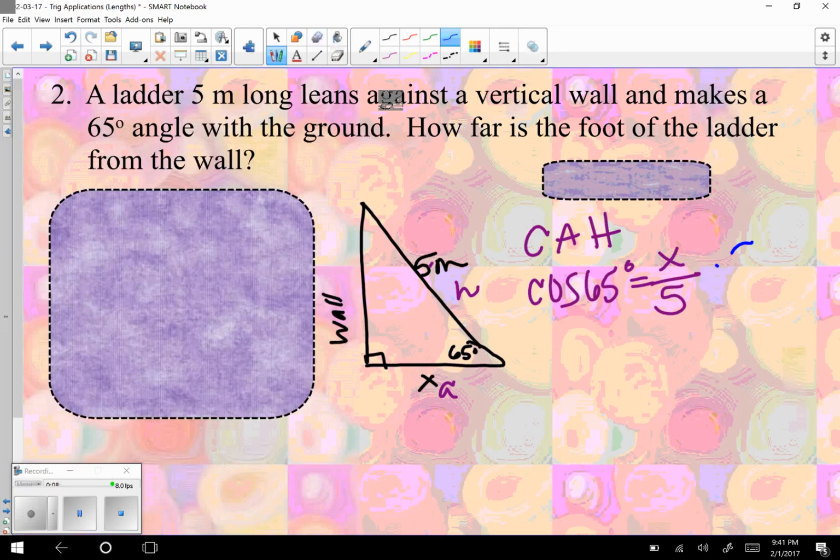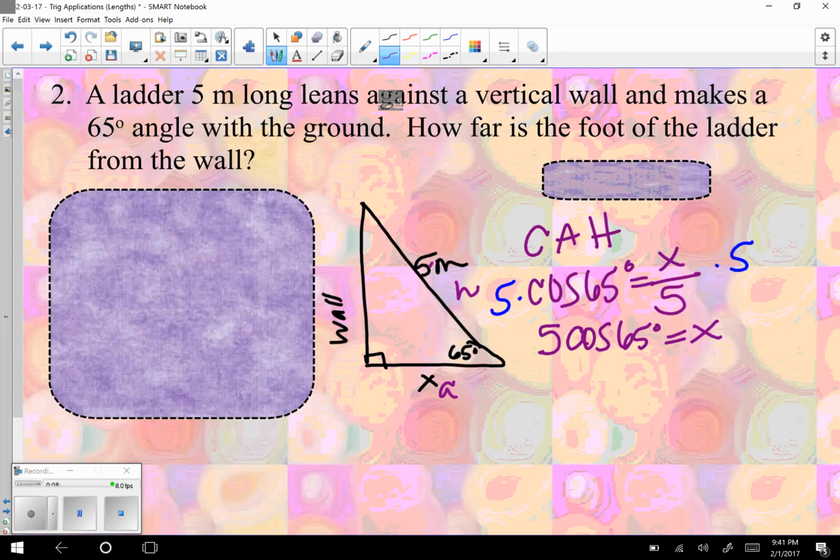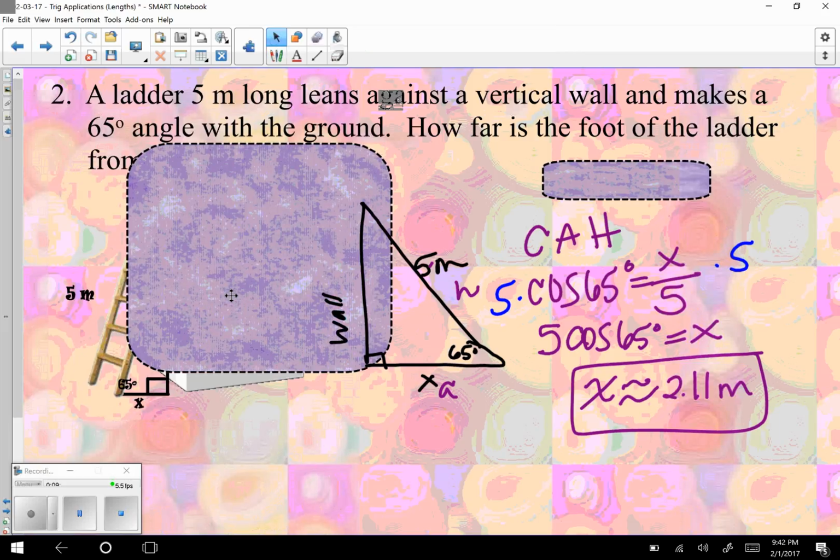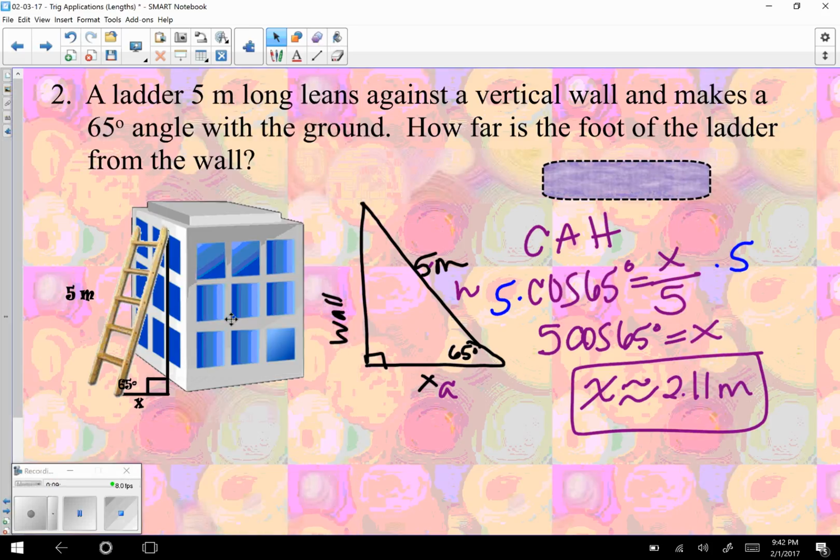I'm trying to solve for x, so I can multiply both sides by 5. That gives me 5 times cosine of 65 degrees equals x. And again, you can plug this straight into your calculator. Okay, so plug that in. 5 times cosine of 65 degrees. You should get x is approximately equal to 2.11 meters. That represents how far this ladder is from the wall. Okay, so here's this prettier picture, a prettier demonstration of a ladder leaning up against a building.